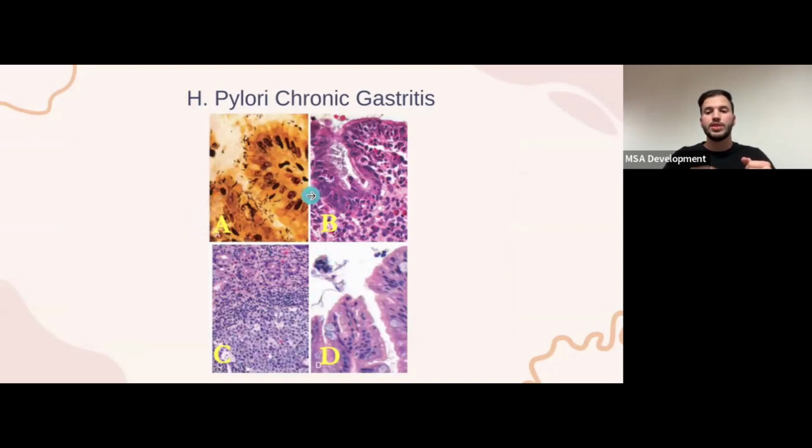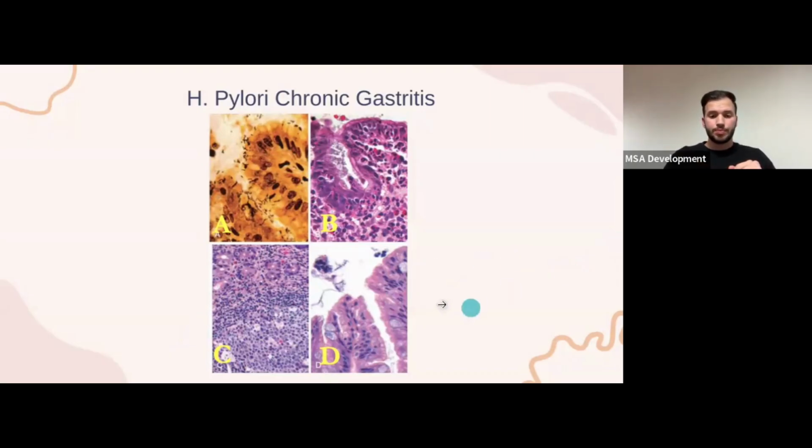Now let's go to B. This is a dense inflammatory infiltrate, mainly, as you mentioned, lymphocytes and plasma cells, and they are located in the lamina propria. Now for C, this is glandular atrophy, and also we can see that we've lost some gastric glands.